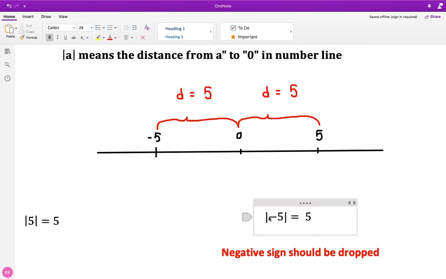And also the absolute value of -5. I need to pinpoint where -5 is. -5 is on the left side of 0. So what is the distance between 0 and -5? The distance is also +5. Remember, the distance cannot be negative. It's a scalar value. That's why from -5 to 0, we get a distance equal to 5.